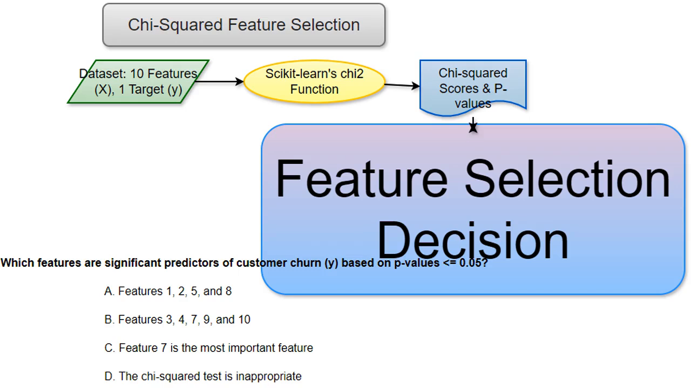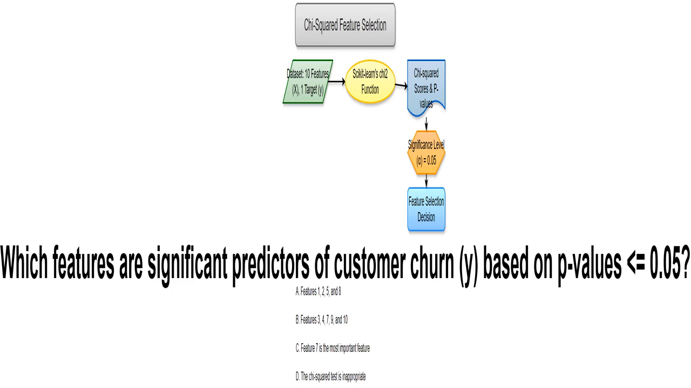Based on my p-values from the chi2 test and my significance level, I'll decide which features are most useful for predicting customer churn. I'll choose features that have p-values below 0.05. That means they are statistically significant in predicting churn. This is the core question of this problem. I'm using the results of my chi2 test to identify which of the 10 features are strong predictors of whether a customer will churn. That is, whether a customer leaves the service or not.